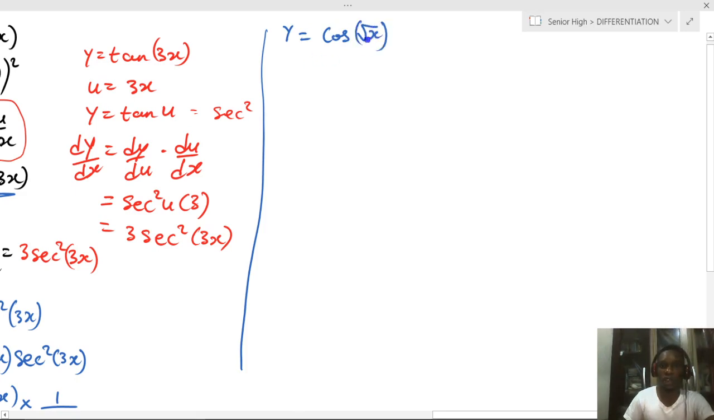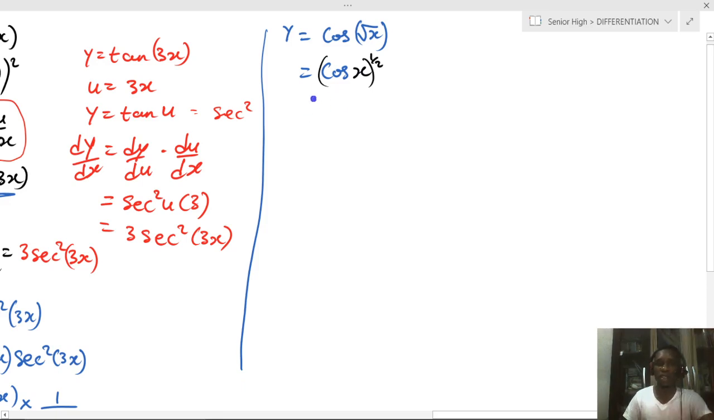Now to solve this one, the first thing you have to do is convert this square root of x to its initial form, which will be cos x raised to the power 1 over 2. And remember I told you this will be in a bracket, raised to the power.